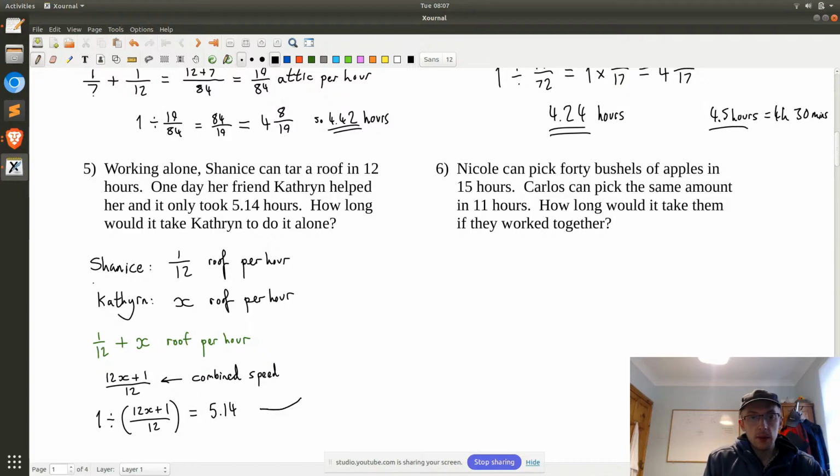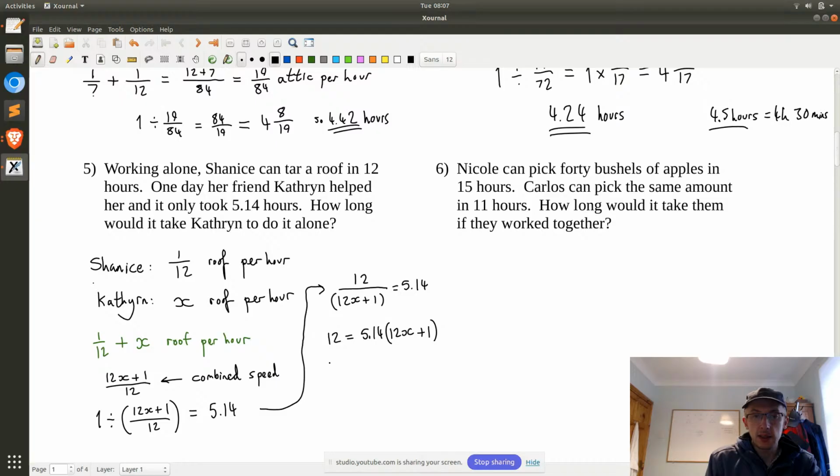So now it's just a game of solve for X. When you do 1 divided by something, you flip it. It's called the reciprocal. So 12 over 12x add 1 equals 5.14. Then to get x by itself, we're going to do 12 equals 5.14 and multiply 5.14 by that denominator there. So I put 12x add 1 right there.